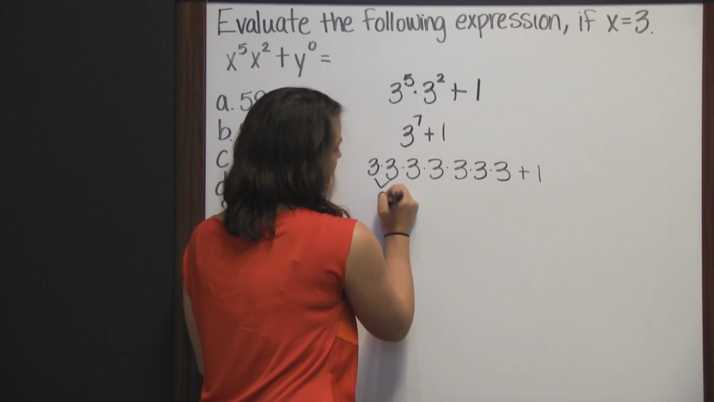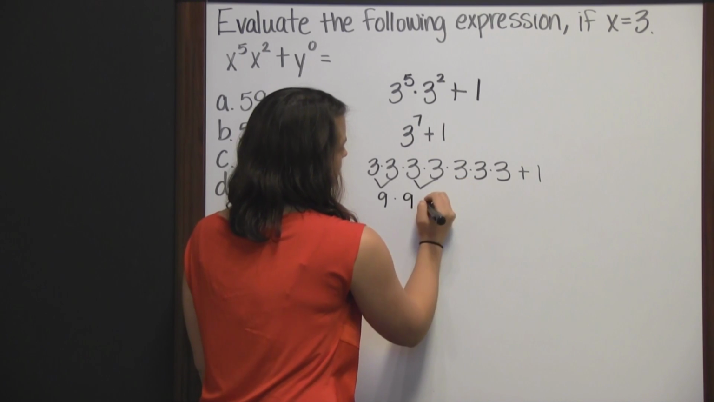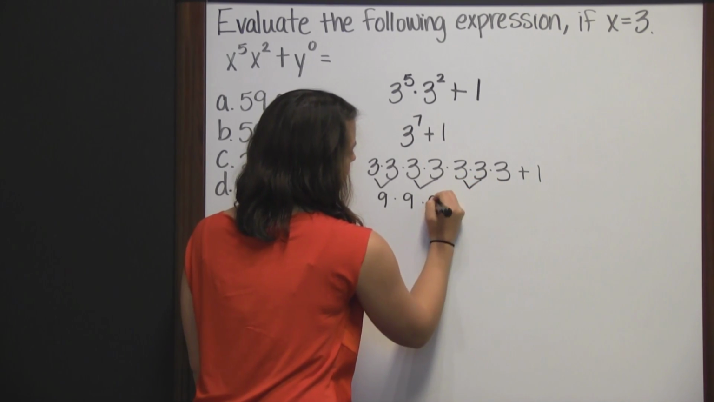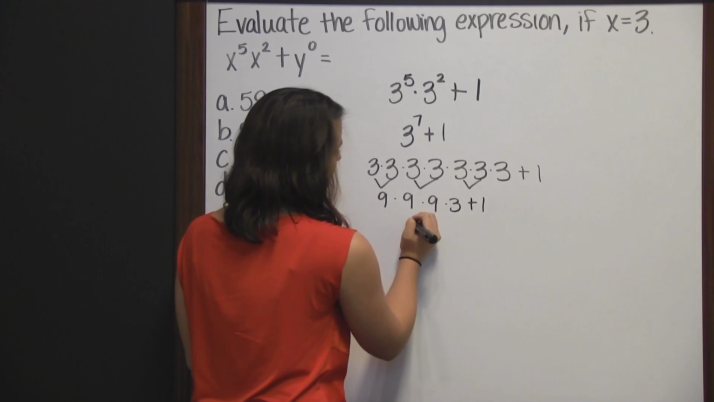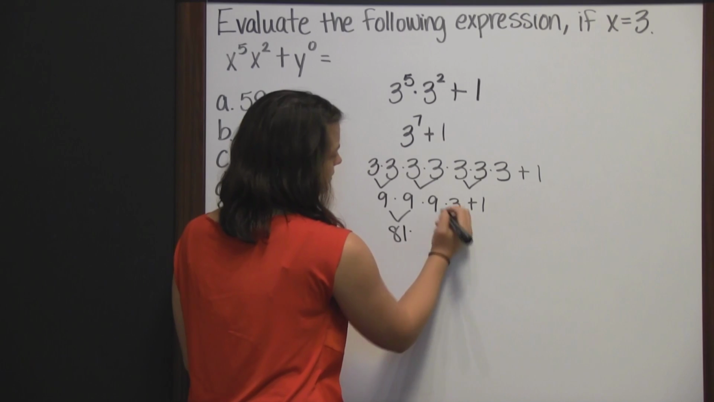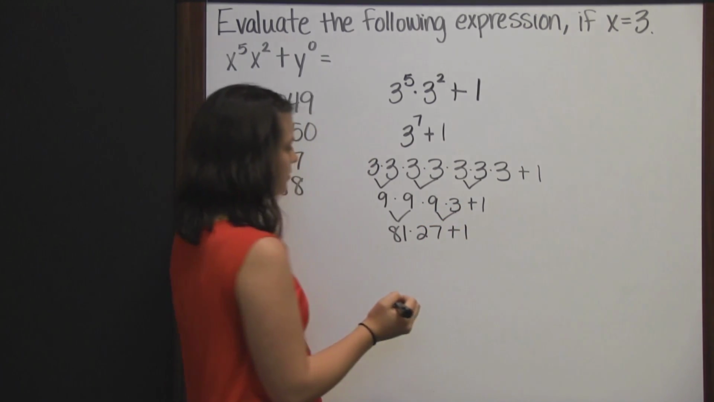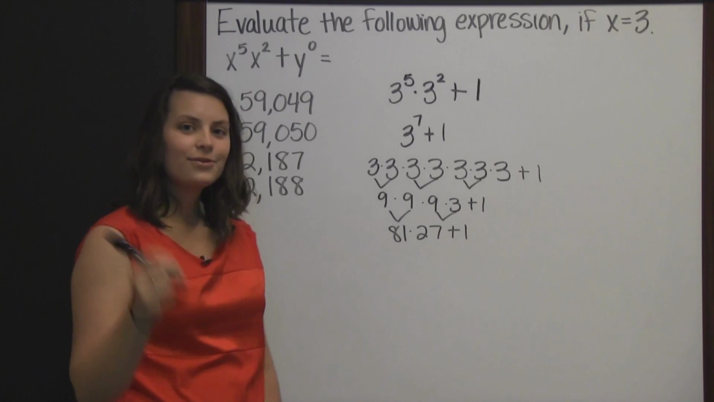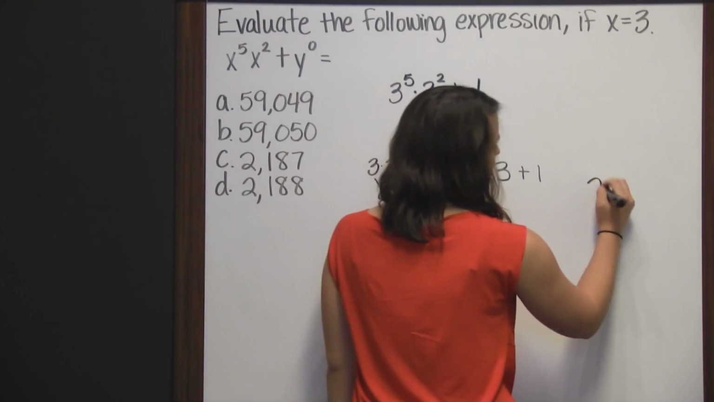3 times 3 is 9 times 3 times 3 is 9 times 3 times 3 is 9 times 3 plus 1. 9 times 9 is 81 times, and then 9 times 3 is 27 plus 1. Okay, so now we need to multiply 81 times 27.